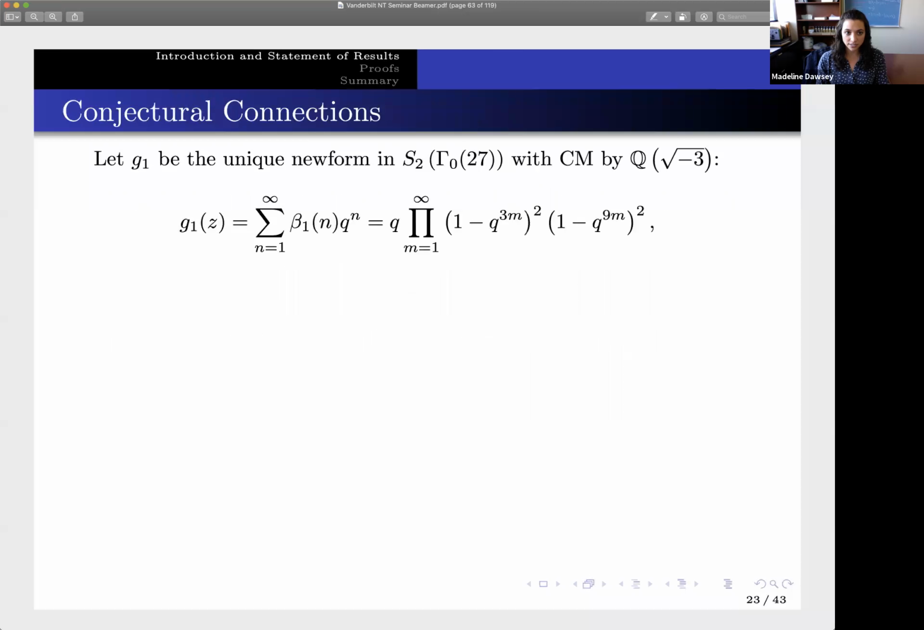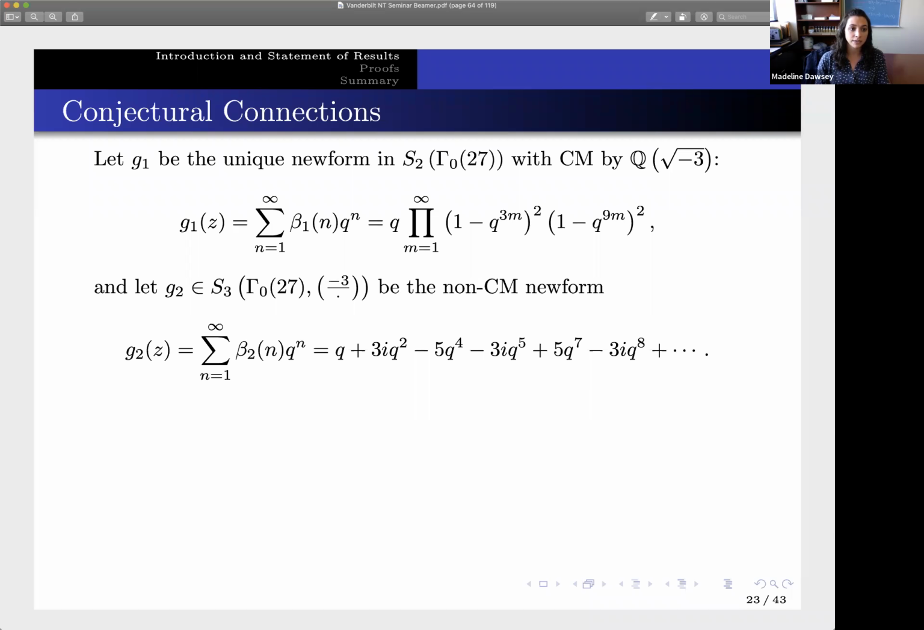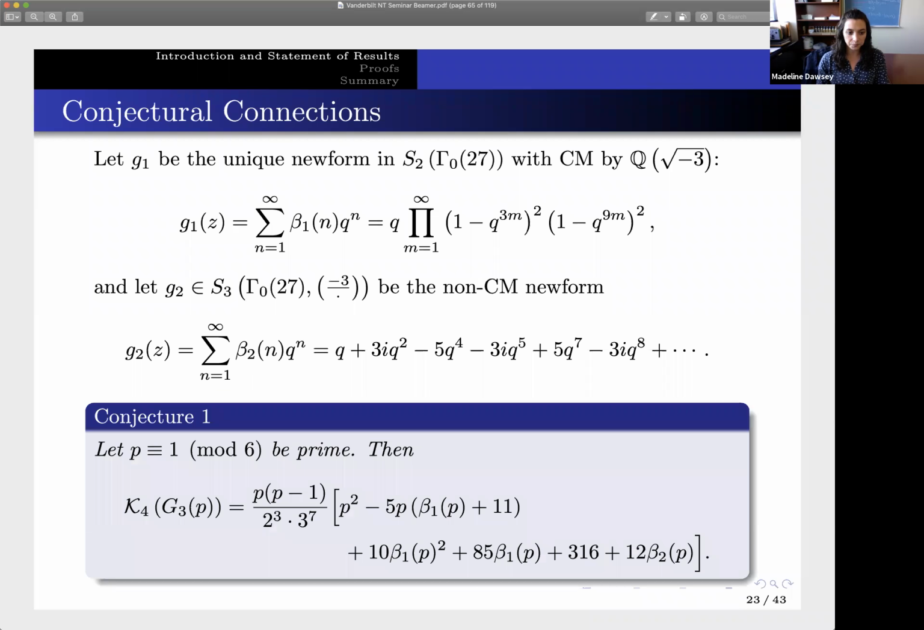And there are more connections that we have conjectured. I'm only going to show 2 of them here, but we're working on 13 more. You can search for these in smart ways based on the Hecke algebra and other things that you know about these modular forms. But I'll just show a couple examples. So if G1 is the unique newform of weight 2 with CM, here it is, it has coefficients beta 1. And then G2 is a weight 3 newform again, non-CM. Then one conjecture is that the number of complete subgraphs of order 4 in G3 of P can be written in this way in terms of the Fourier coefficients of those 2 modular forms.